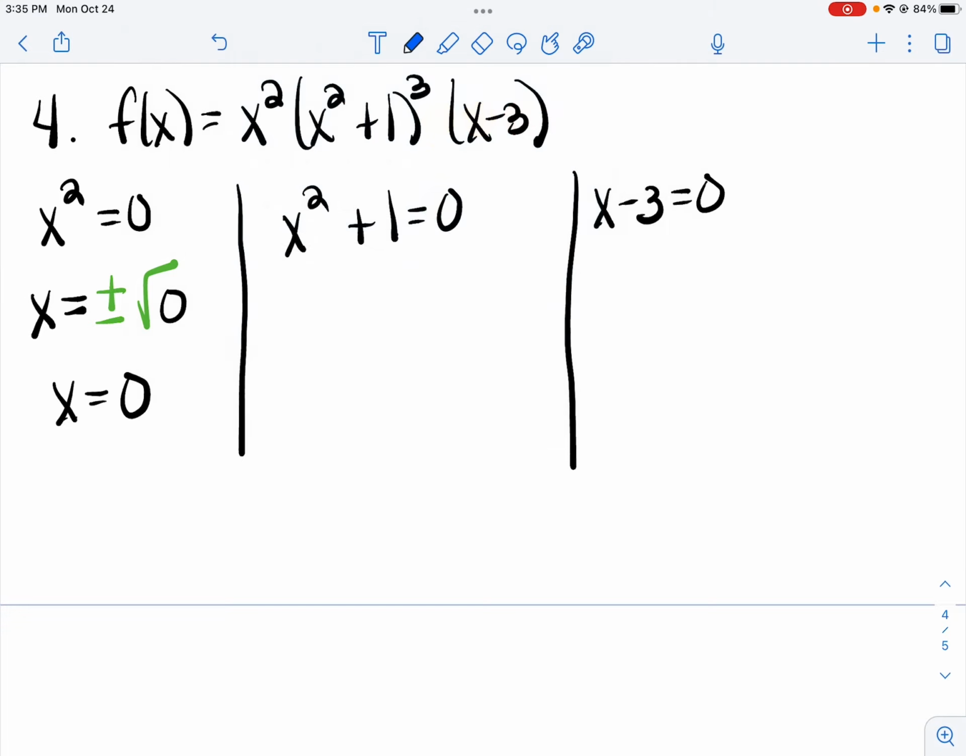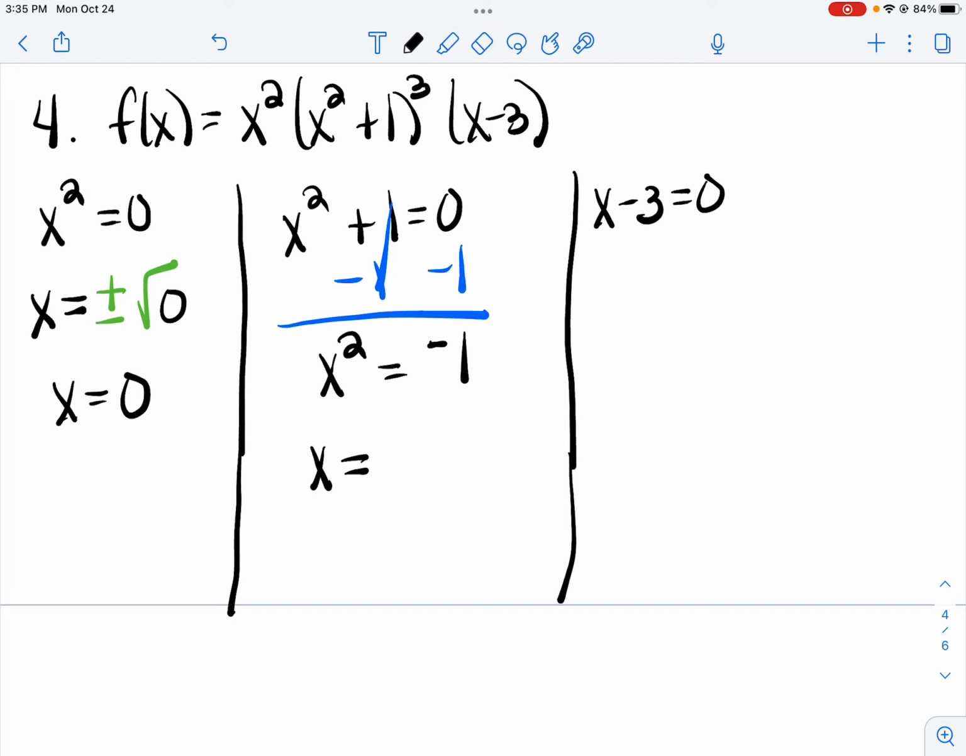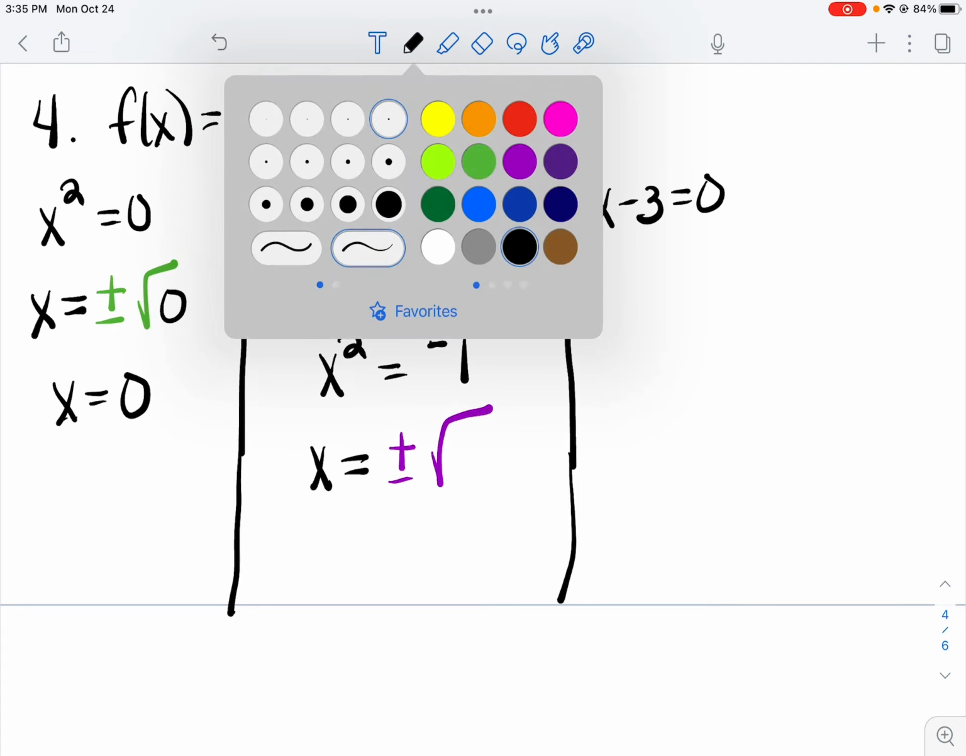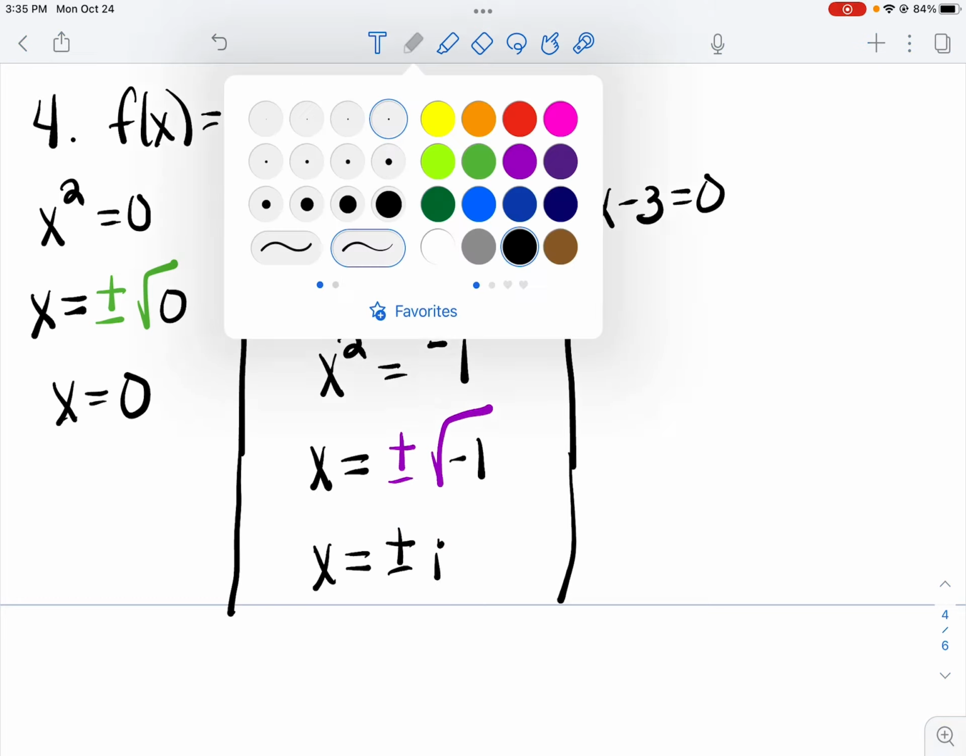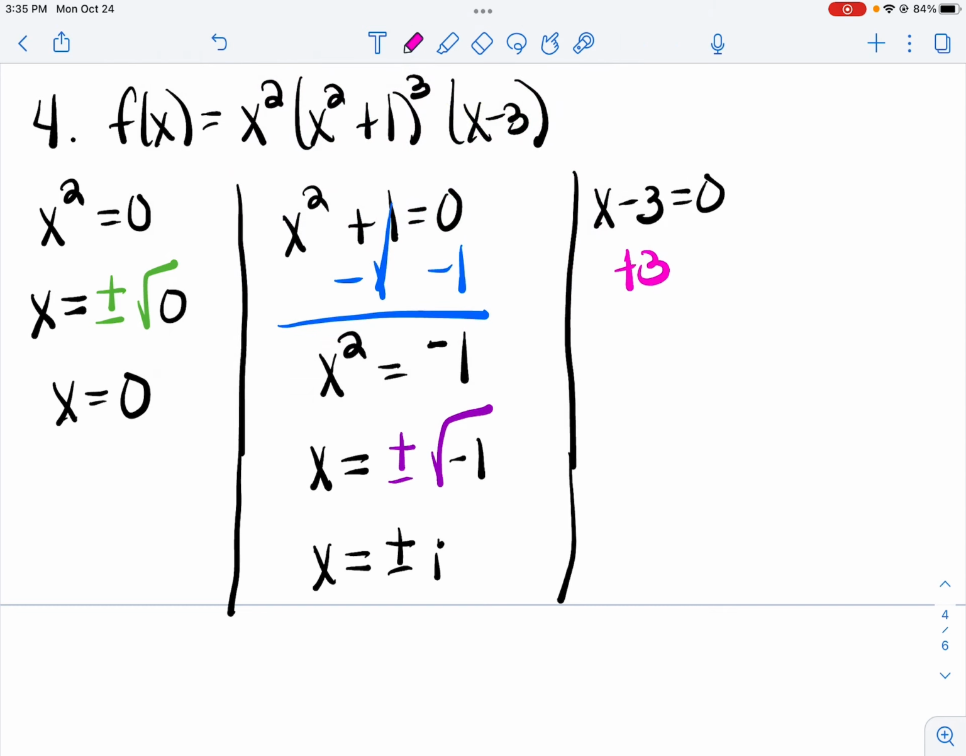Then to solve the second equation, I subtract the 1 from both sides. And we get that x squared is negative 1. Use the square root property again, so that squared goes away on the left side. And we'd have plus or minus the square root of negative 1. Well, the square root of negative 1 is i, so we'd have plus or minus i. And then in the last equation, we add the 3 to both sides, and we get that x is 3.